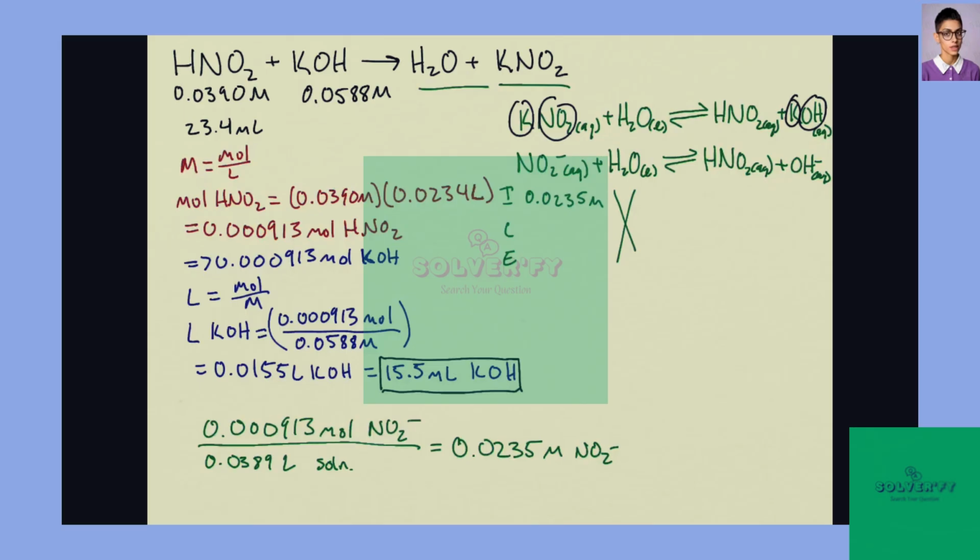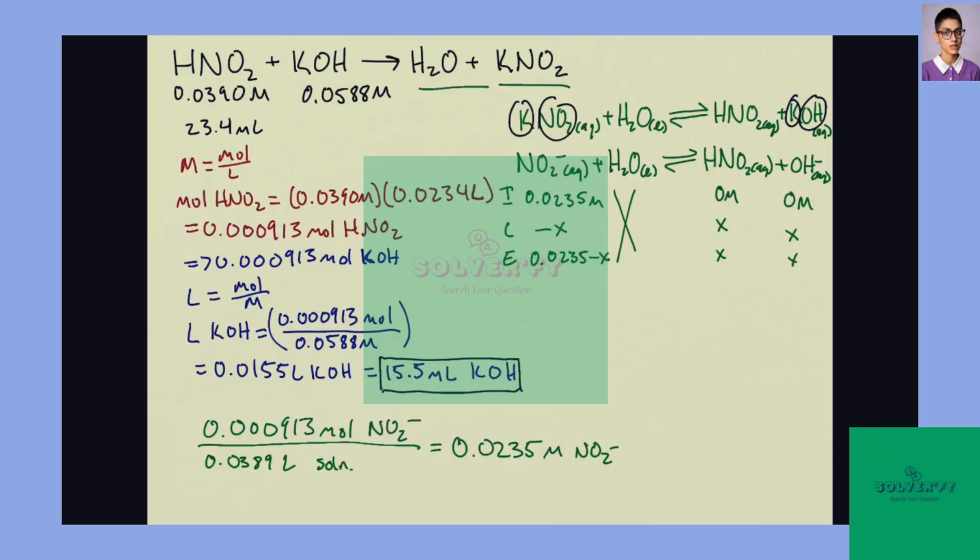And our initial concentrations for the products are 0 molar for each of them. Our change is then some unknown X, so we react X NO2 minus, and we form X of each of the products. Then our equilibrium is just our initial plus our change. So for NO2 minus, 0.0235 minus X. For each of the products, just X.